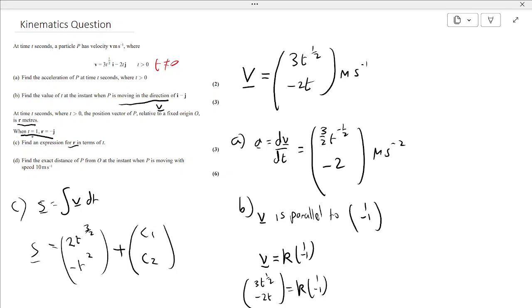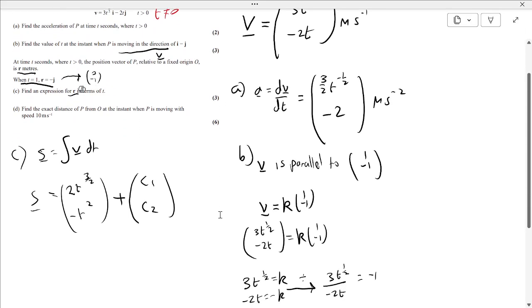So we know when t equals 1, r is negative j, which is (0, negative 1). So when t equals 1, r is (0, negative 1). I've just realised I've used f here. It should have been r. In SUVAT, they often refer to this as s. It means the same thing. It's the position vector from the origin, the displacement from the origin. So apologies for that. This should have been r.